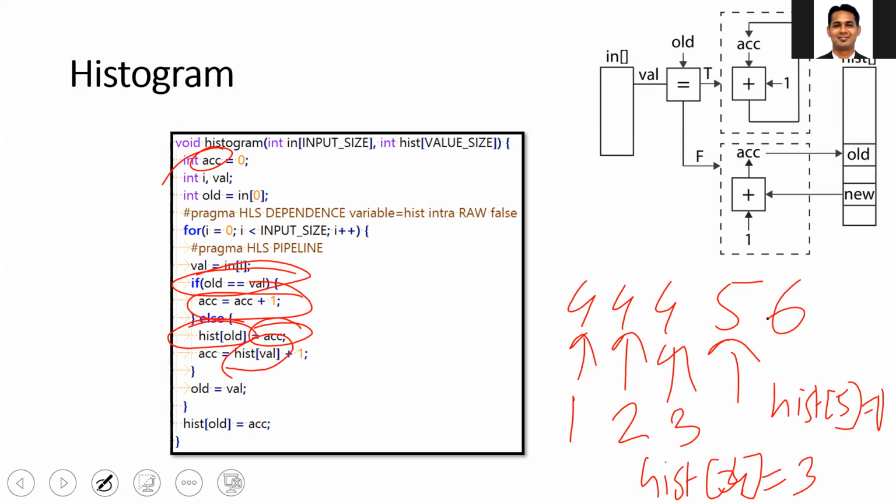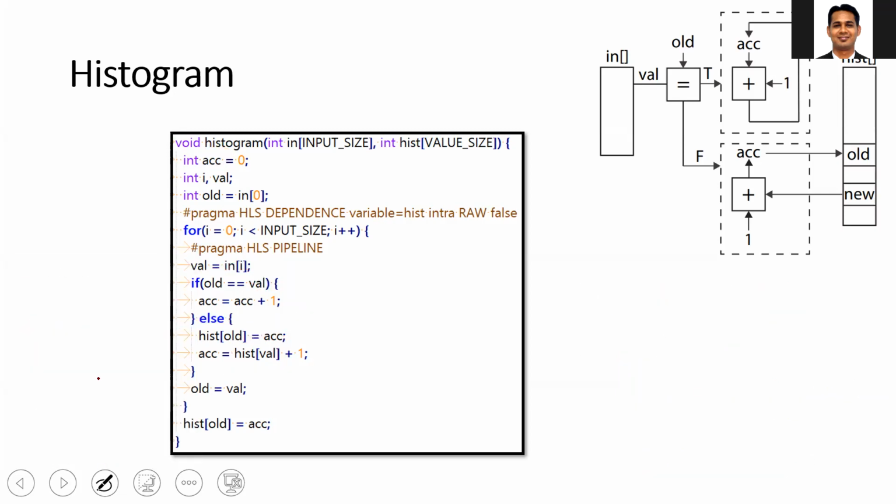So you can see that I'm not doing the read and the write from the same location in the histogram. But when you write this code, the tool will always see that you are doing the reading as well as writing from the hist array in the same iteration of the loop, and the tool will assume that there is a dependency here. Okay, read after write dependency.